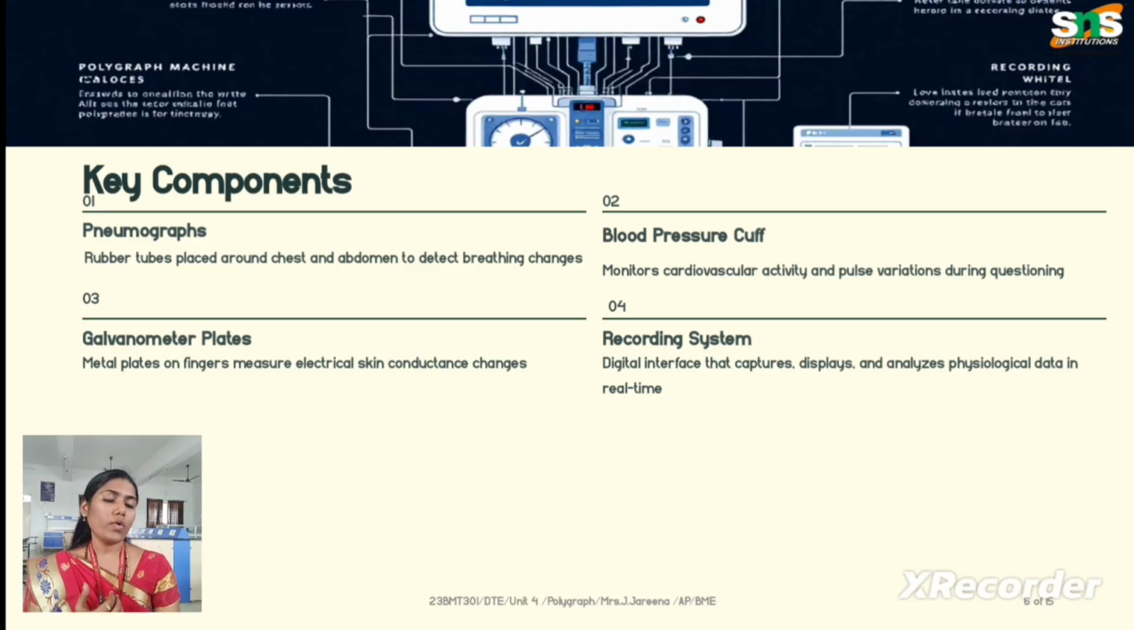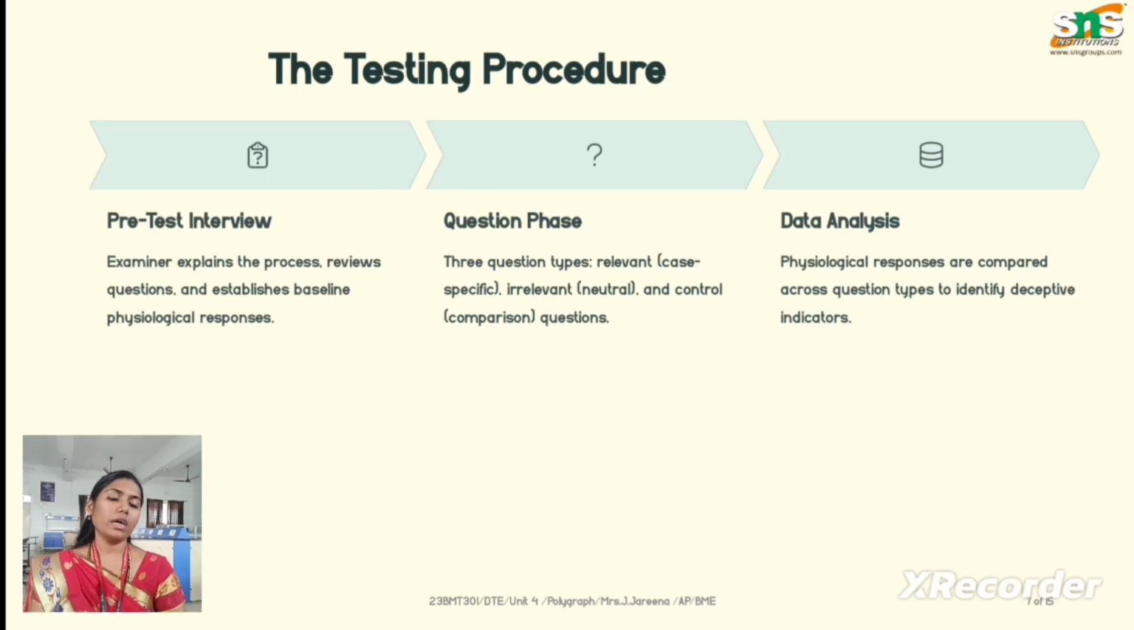And last one, you have the recording system. This is the actual system, which is interfaced with these different sensors or transducers. It is going to capture all the physiological parameters and put them into one place, so we can easily display them, and also later analyze these physiological profiles in real time. So these are the main key components.